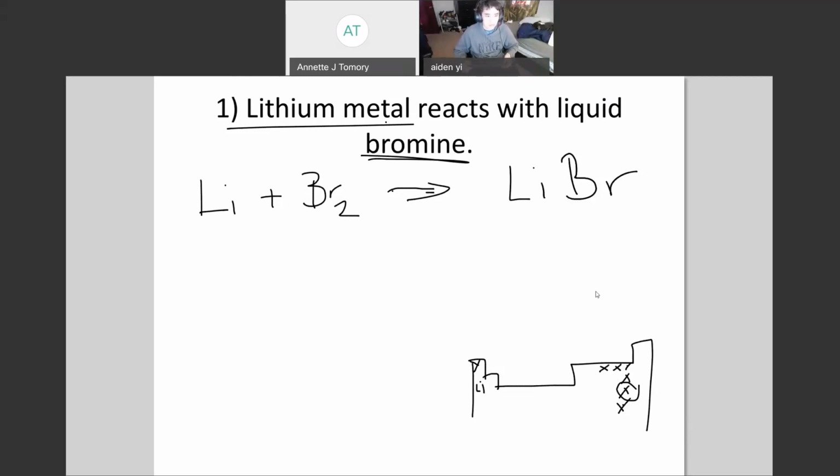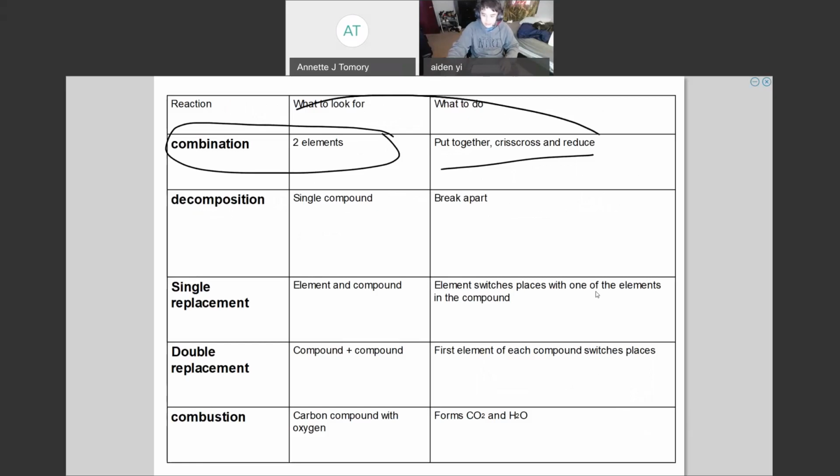How many lithiums do I have on the left? 1. How many do I have on the right? 1. How many bromines on the left? 2. How many do I have on the right? 1. So what do I put in front of LiBr? You just put a 2 in front of it. Multiply the LiBr by 2. That messed up my lithium in the process. What am I doing now? Put a 2 in front of the Li. This one is done. That's all it is? Yes. The hardest part is figuring out the chart, which one it goes under. So that's why you need to have that chart handy.